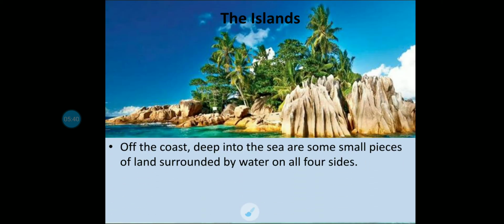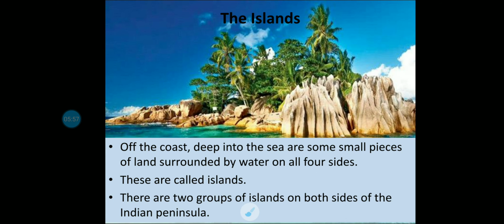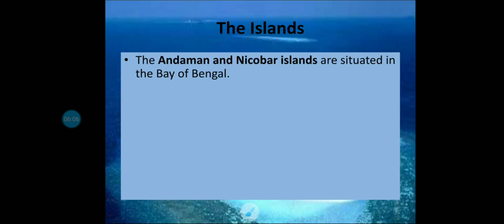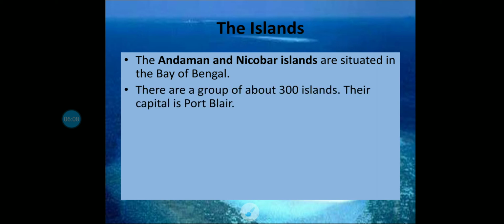Now we will be moving to islands. Off the coast, deep into the sea, are some small pieces of land surrounded by water on all four sides. These are called islands. There are two groups of islands on both sides of the Indian peninsula. The Andaman and Nicobar Islands are situated in the Bay of Bengal.